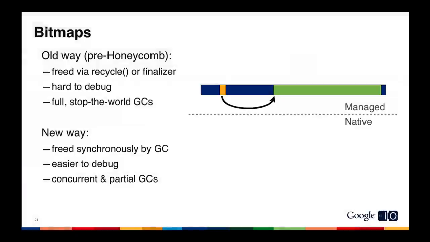So the good news is in Honeycomb, we've changed the way this works, and the bitmap pixel data is now allocated inside the Dalvik heap. So this means it can be freed synchronously by the GC on the same cycle that your bitmap gets collected. It's also easier to debug because you can see this backing memory in standard analysis tools like Eclipse Memory Analyzer. And I'm going to do a demo in a few minutes, and you'll see really how much more useful this is when you can see that memory. Finally, this strategy is more amenable to concurrent and partial garbage collections, which means we can generally keep those pause times down.